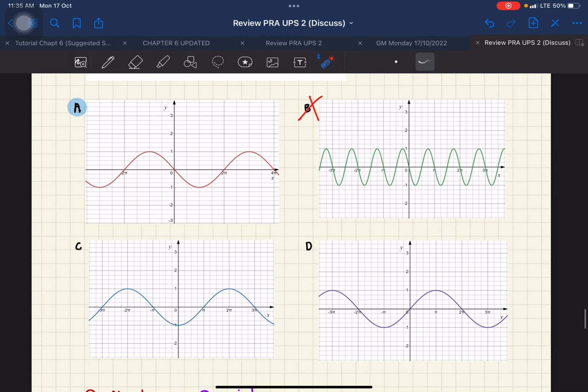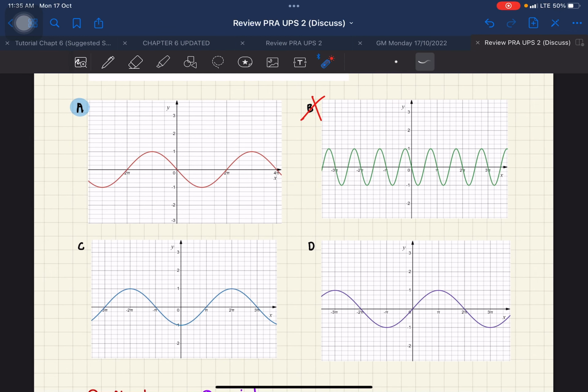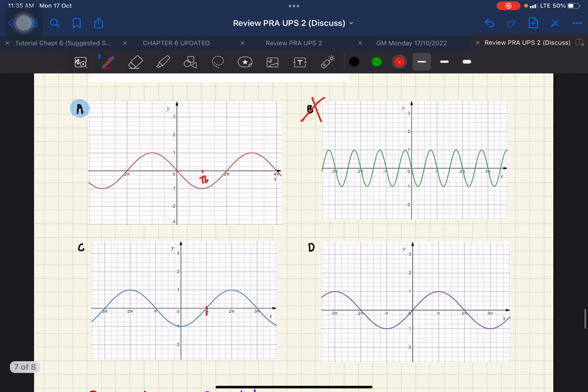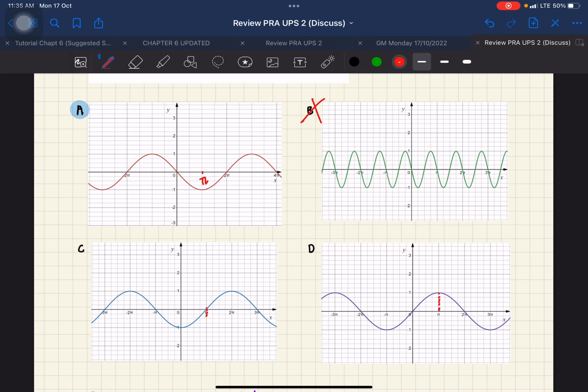Okay, so another method yang awak boleh guna is, kalau awak perasan, if you notice, this is pi tau. Okay, so kenapa saya tahu dia pi? Sebab this one in the middle mesti pi. Sebab kita ada 2 pi dekat sini. Just divide by 2. Okay, so dekat situ pi, dekat sini pi, and then dekat sini pun pi. Kalau awak perasan, nilai pi dia sama, tapi nilai y dia berbeza.